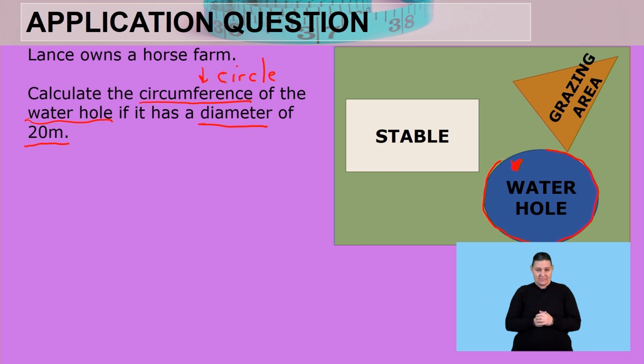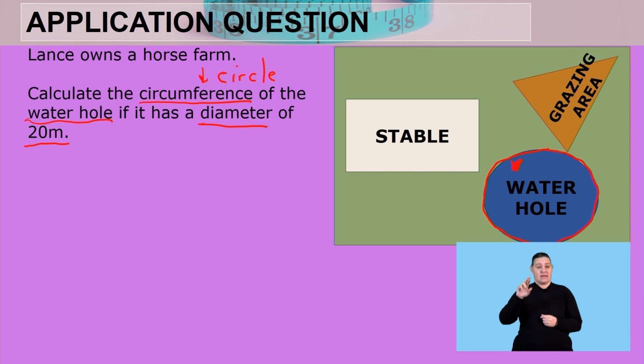So how do I find the circumference of a circle? Think back, there's a formula for that. Before we get to the formula, we need to check, do I have a radius? No, I've got a diameter. So I've got to convert the diameter to radius. The radius is the diameter divided by 2. The diameter in this case is 20 meters. I divide that by 2 and I get 10 meters. Step 1 done. Let's go to step 2.